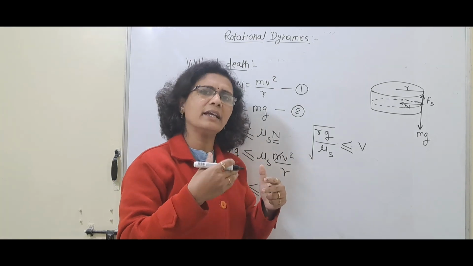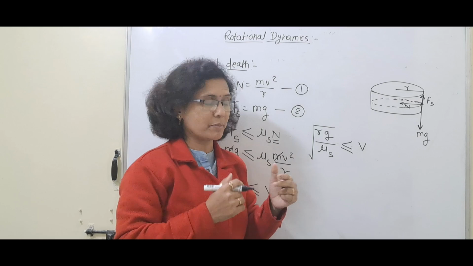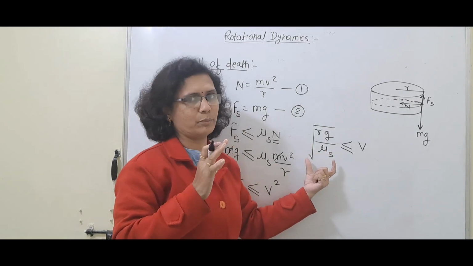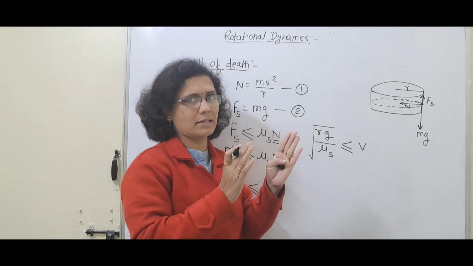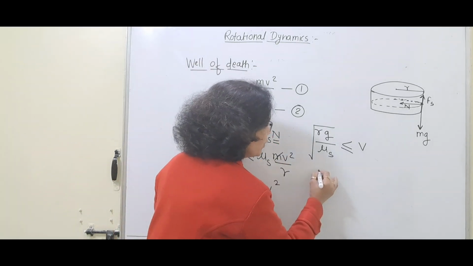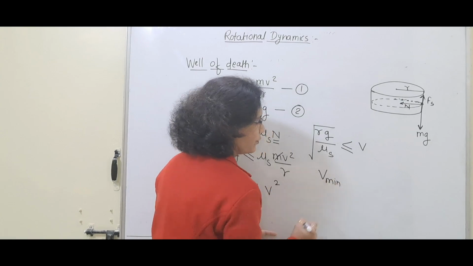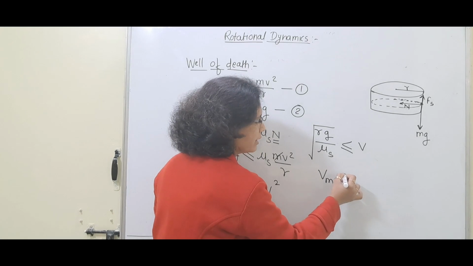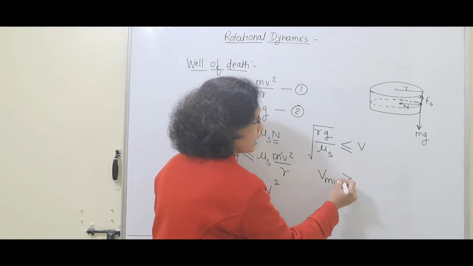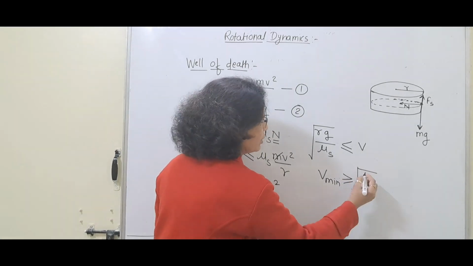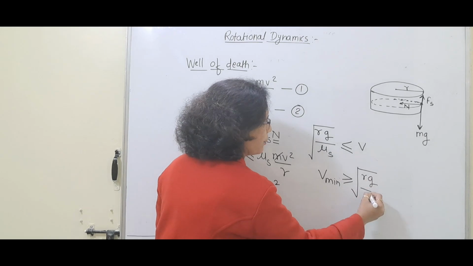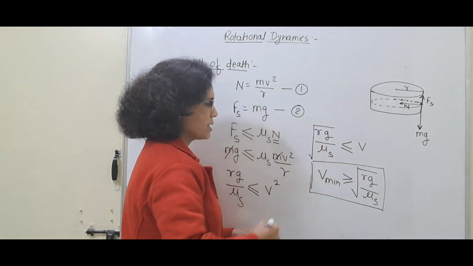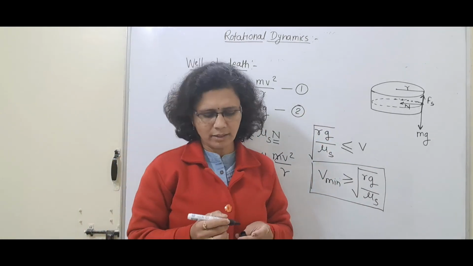After that he can attain more speed than that minimum speed, but this is the minimum speed that must be acquired by that motorcyclist to make that stunt safely. So I can write V minimum is equal to or greater than under root Rg upon mu s. This is the minimum speed that must be acquired by that motorcyclist.